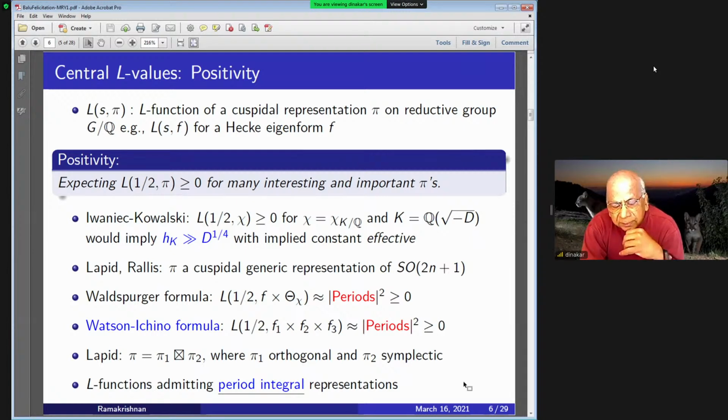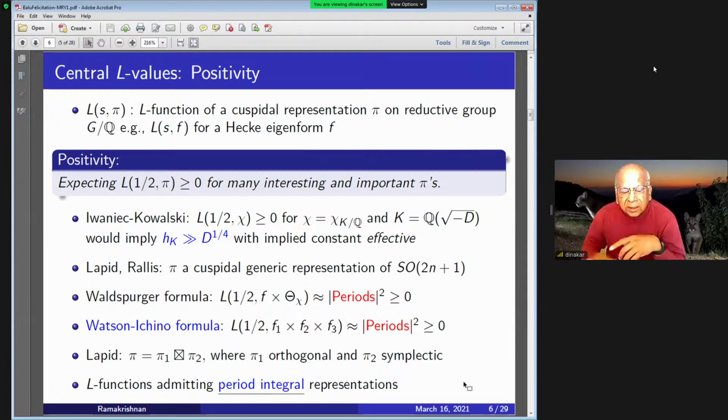And Arthur-Lapid has proved that if you take this tensor product, it doesn't exist as an automorphic form. It's a big open question. But if you take a pair where pi1 is orthogonal and pi2 is symplectic and look at the Rankin-Selberg L function of pi1 cross pi2, then he proved that this also, at the center, is non-negative.